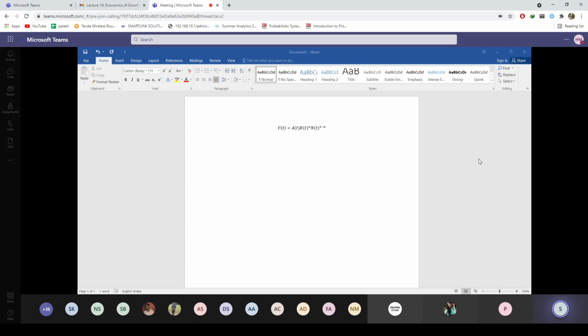I explained it before. So then, wouldn't it be 1? No, why 1? Small y equals small k to the power alpha. If alpha equals 1, then k by y will be 1. Yes, sir, I got it.